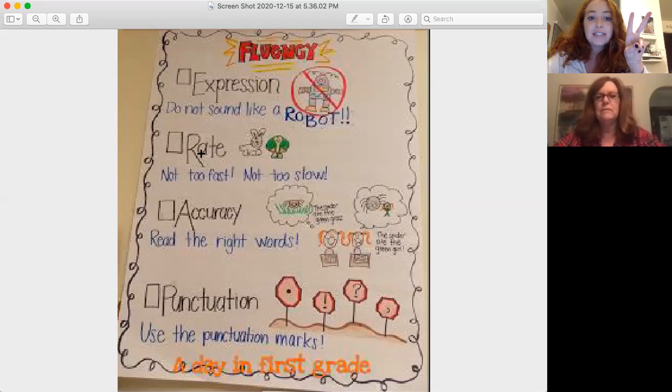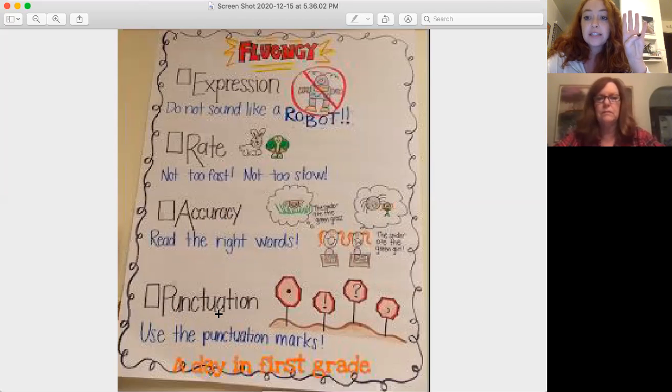Our next one is looking at rate. So this means not reading it too fast and not reading it too slow, but trying to read it just right so that whoever we're reading to can understand what we're reading. Our third one is accuracy. So this means that we're trying our best to read all the words right. And in this passage, you're going to see a lot of sight words. So those words you should be able to read really quickly. And if there's a few other words that you have trouble with, that's okay. But we want to try and generally read all of the words right if we can.